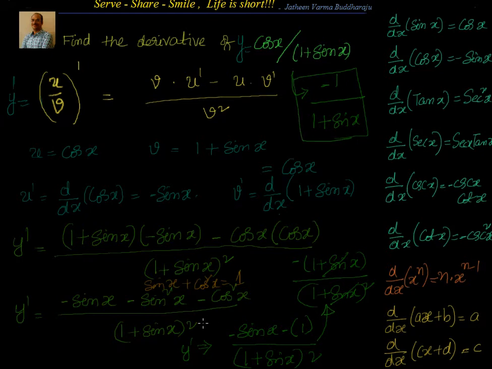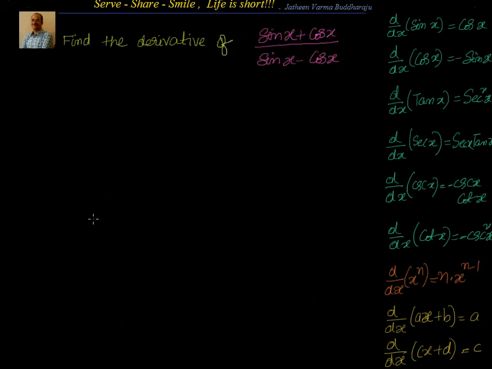That's the derivative of cos x by 1 plus sin x. How have we done that? We have found out u dash and v dash, then we substituted in the formula. We just simplified them. After simplification, we see that we get minus of 1 by 1 plus sin x. Let's do one more example. We have to find out the derivative of sin x plus cos x by sin x minus cos x.